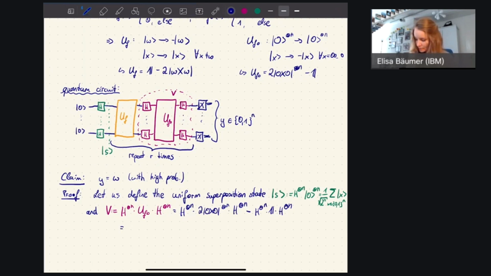And Hadamard applied to state 0 just gives us the state S. And then also from the right side on the bra, again, Hadamard is acting on state 0, giving us S, so we just have 2 times the projection onto S. Minus, and here identity does not have any effect, so identity times Hadamard is just Hadamard, and Hadamard times Hadamard actually also gives us identity, so we just have 2 times S minus identity.